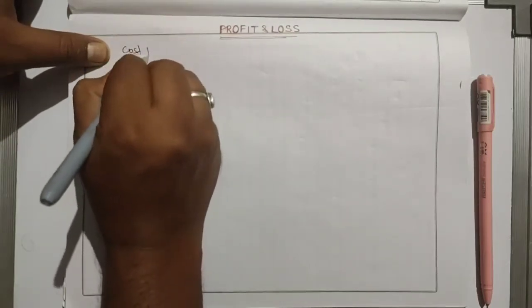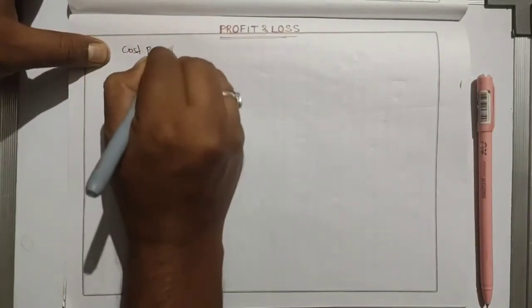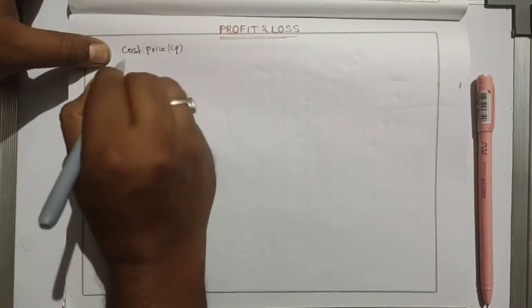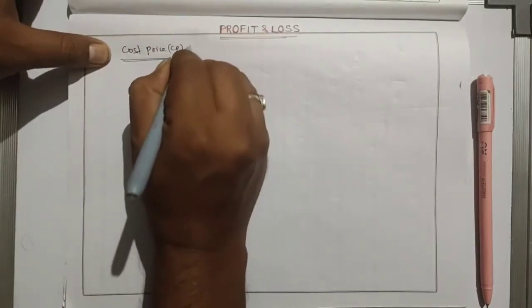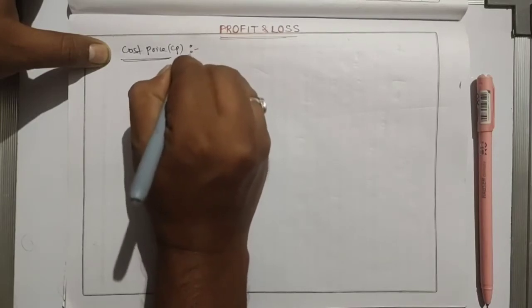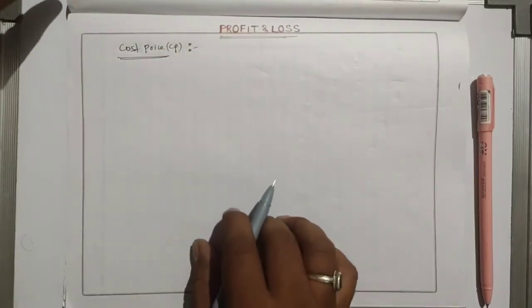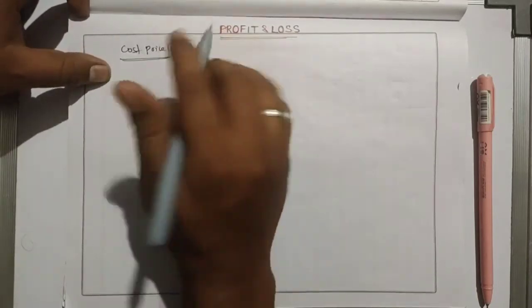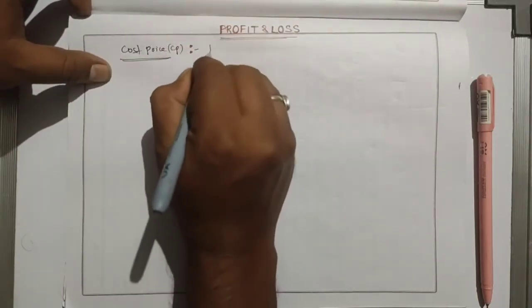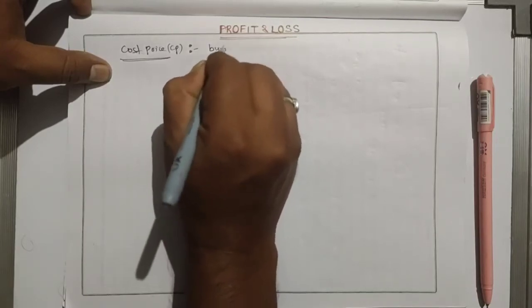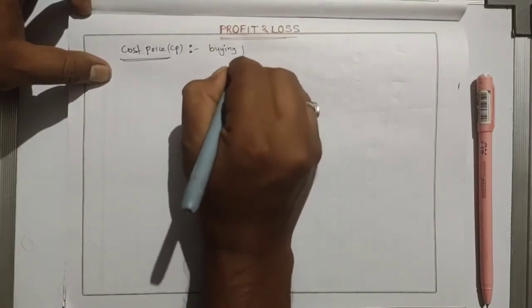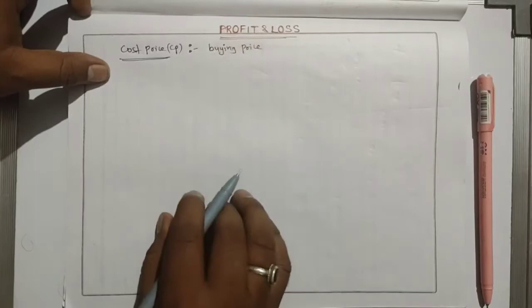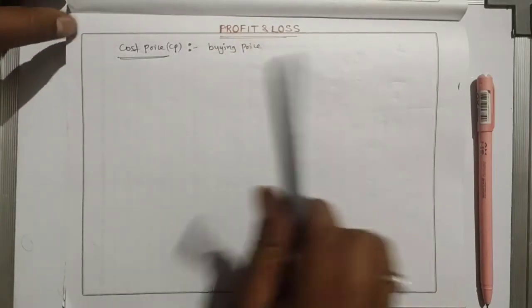Cost price, we should write simply as CP. Cost price is the buying price of an article. For example, I am doing a business here, so I will buy the articles or things or objects for some price. That price is called the cost price. So we can say that the buying price is called the cost price, and we should know selling price.